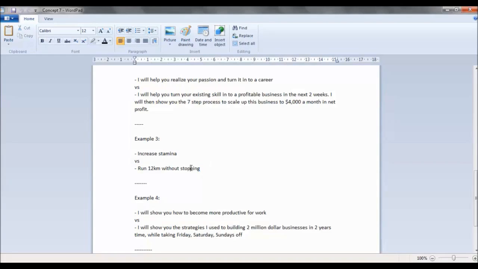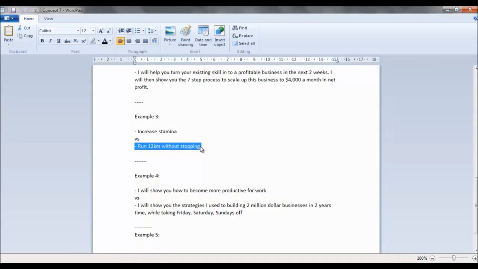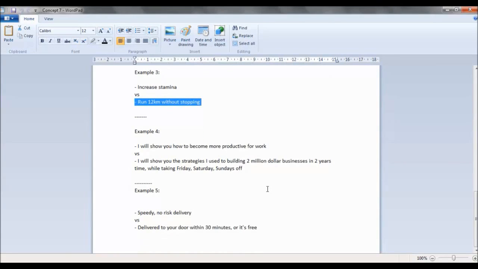I can probably even improve this with run 12 kilometers at 20 kilometers per hour without stopping. That's even more specific. So be as specific as you can, and that definitely holds you to a higher standard for quality of content. It may take a little bit longer for you to create this content, but again, you want to be creating quality stuff, right? So that's pretty much it. You want to use quantifiable and external and just tangible type of language instead of something that is arbitrary.